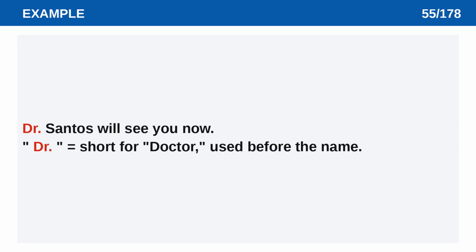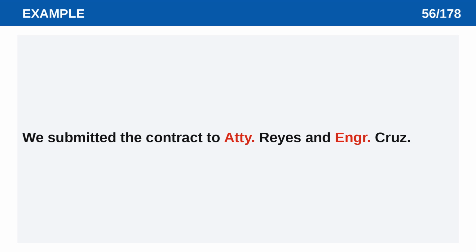Let's look closely. Dr. Santos will see you now. Here, doctor comes right before the name Santos, so it is capitalized, and often shortened to Dr. We submitted the contract to Attorney Reyes and Engineer Cruz. Atty. is short for attorney, and Engr. is short for engineer. Both come before a name, so both are capitalized.